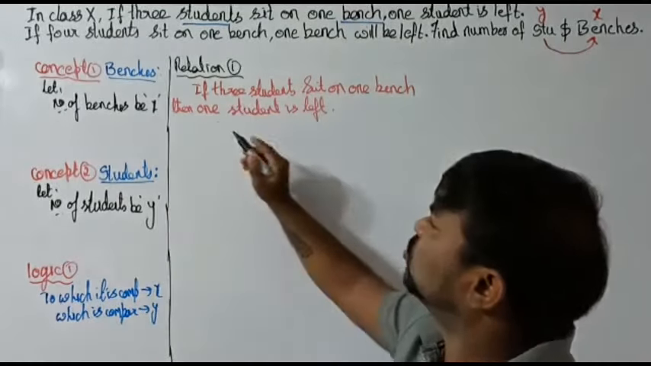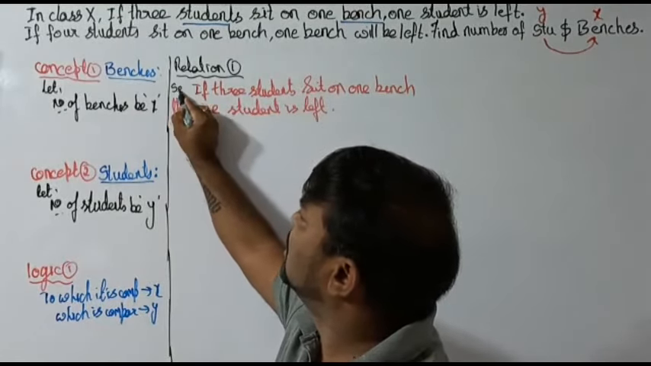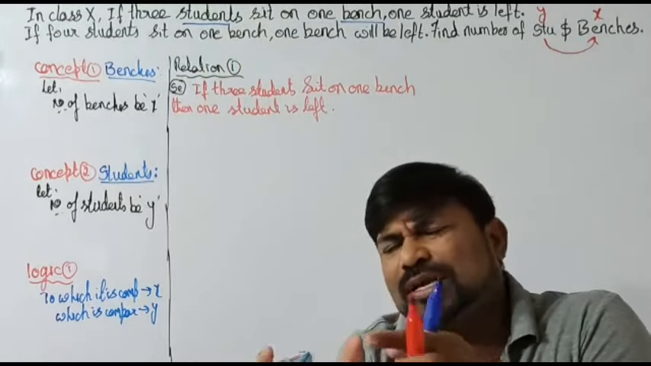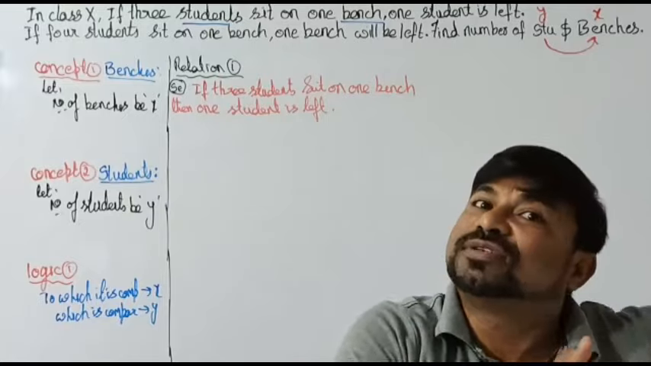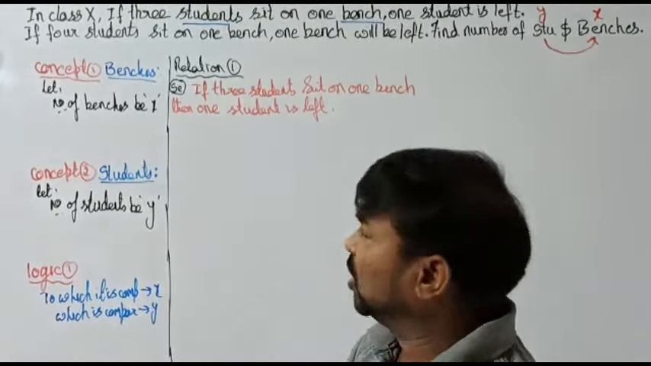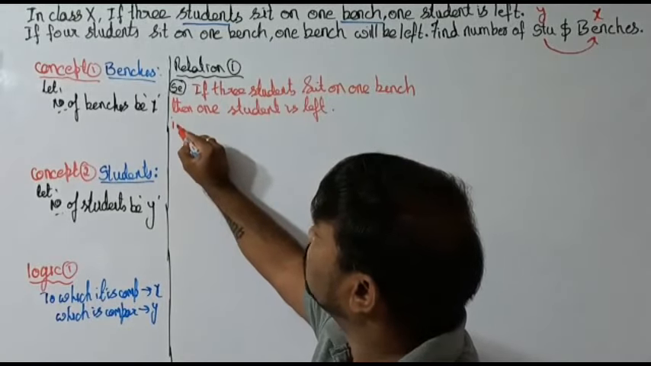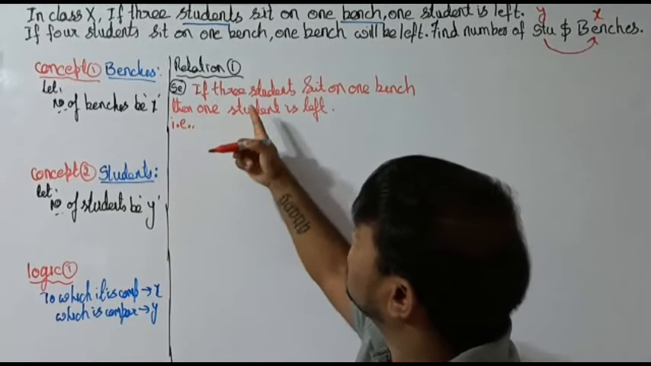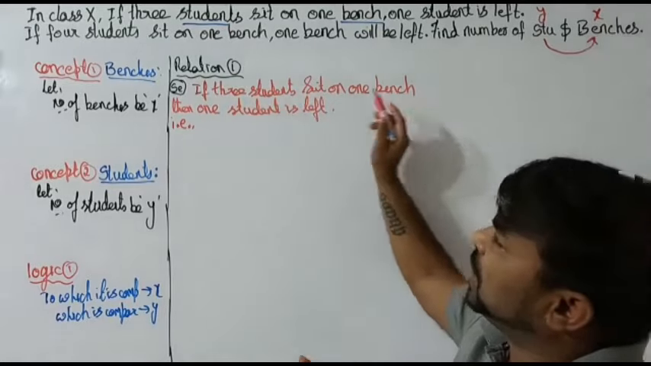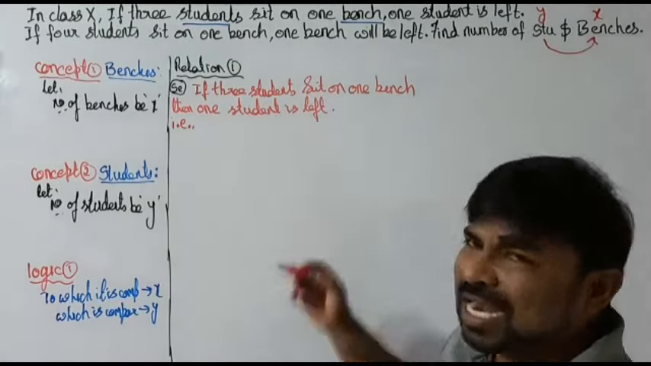This is the sentence we have taken from the question. I would like to convert that sentence in terms of symbols. What he says is, if 3 students sit on one bench, then 1 student is left.